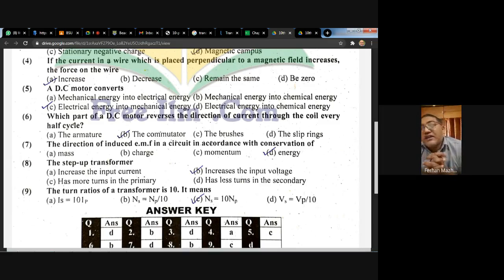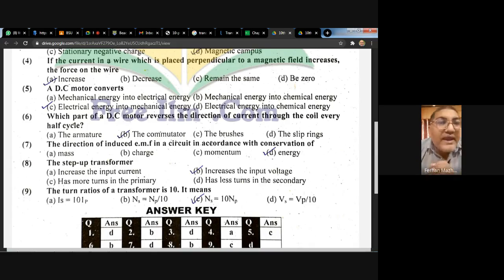Seventh one, the direction of induced EMF in a circuit is in accordance with the conservation of mass, charge, momentum, energy. The direction of the induced EMF in a circuit is in accordance with the conservation of energy. Okay, so D is the choice.